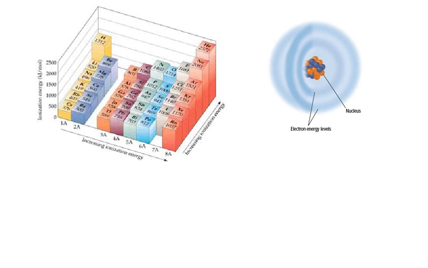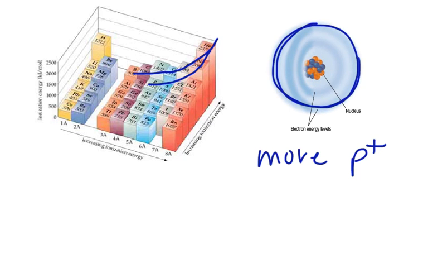For the first part, if we go back and say, well, what happens to the trend as you go across, you can see as you go across any row of the periodic table that the ionization energy tends to go up. And the idea here is that as you get more and more protons in the nucleus, there's a greater attraction for the electrons, and since there's a greater attraction for the electrons, it's going to be more difficult to pull those off.